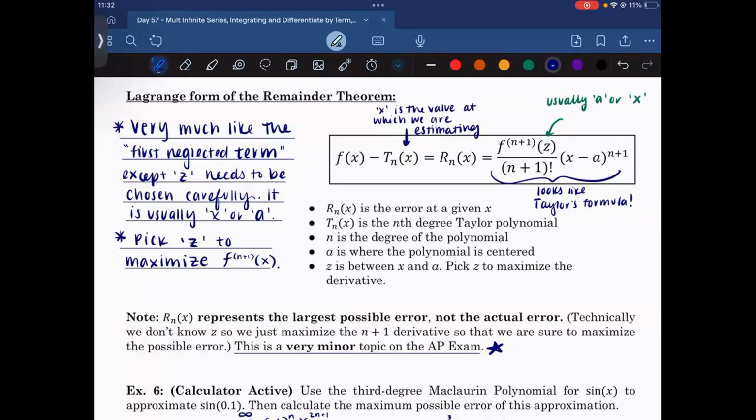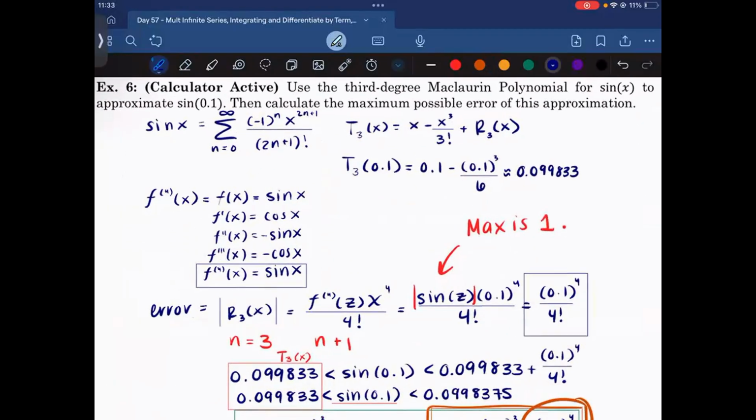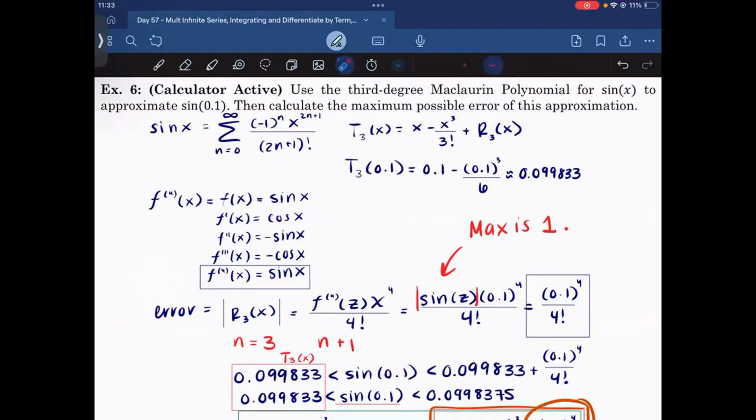But let's look at example 6. I'm just going to walk us through it so I don't have to rewrite it and you have to wait for me to rewrite it. All right, so we have: use the third degree Maclaurin polynomial for sine of x to approximate sine of 0.1. Then calculate the maximal possible error of this approximation. So the first thing I did was, this is the Maclaurin series for sine. We are given a third degree Maclaurin polynomial. So we have third degree here, right? Because third degree, these match, not the third term, third degree. And then our remainder right here is the next term.